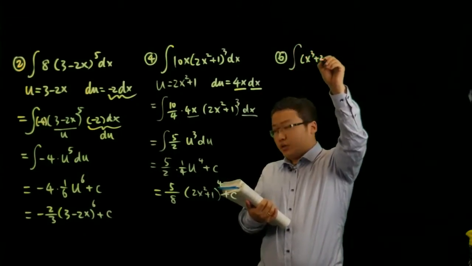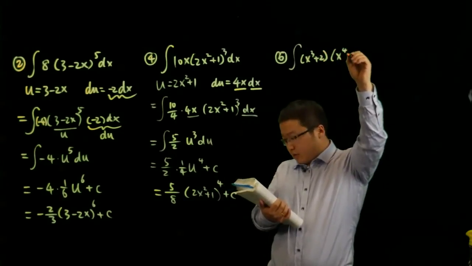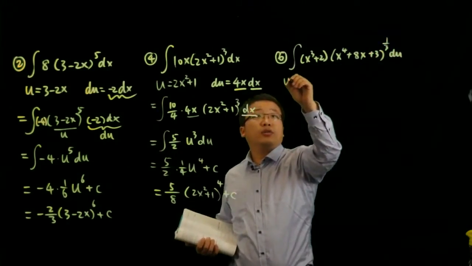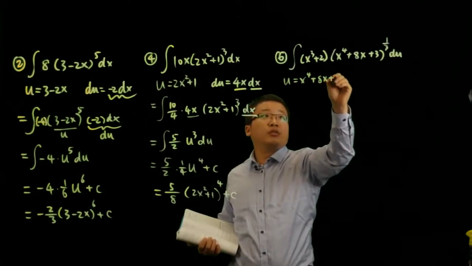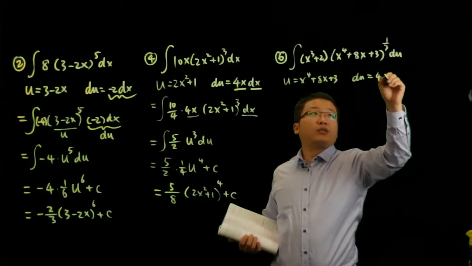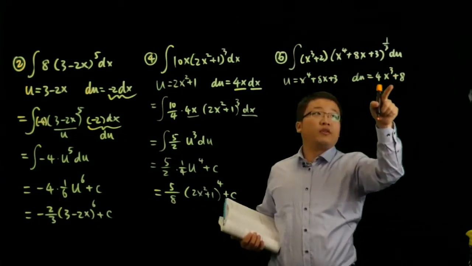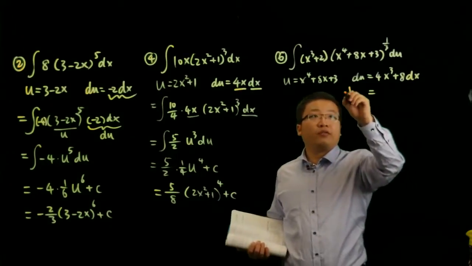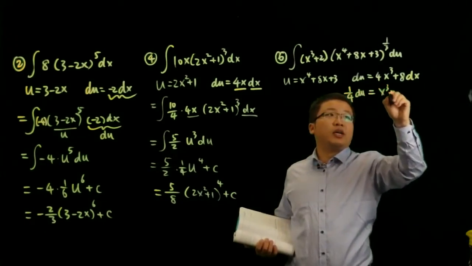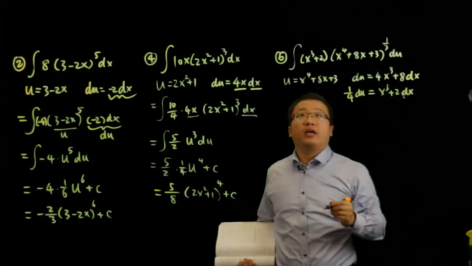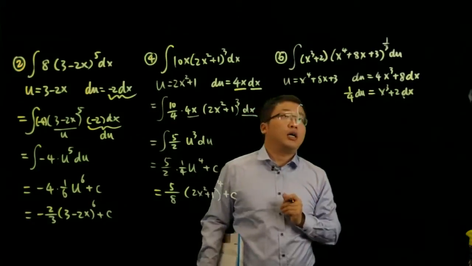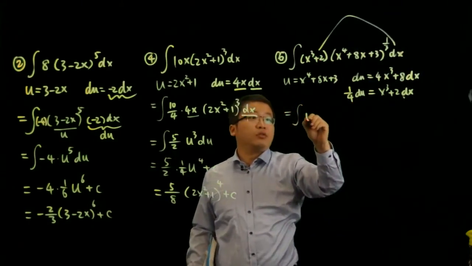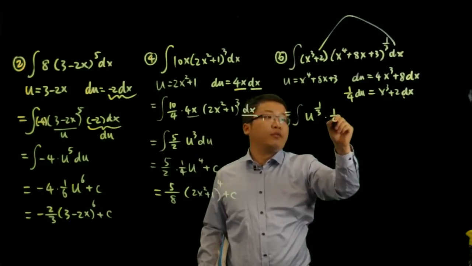Question number 6, it's integral of (x to the 3rd plus 2) times (x to the 4th plus 8x plus 3) to the 1/3 dx. And your u is x to the 4th plus 8x plus 3, and the du is 4x to the 3rd plus 8. Now these two look very similar, except I can multiply by 1/4 on both sides, such that it becomes exactly the part I'm looking for. These two together, this will be dx, I'm sorry, these two together is 1/4 of du, so it's u to the power of 1/3 times 1/4 du.